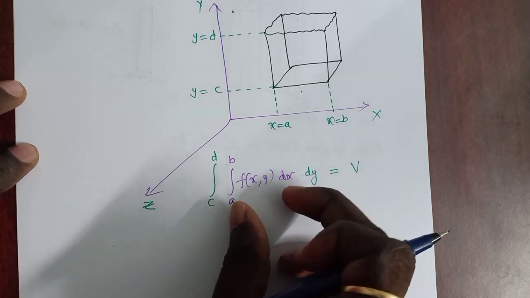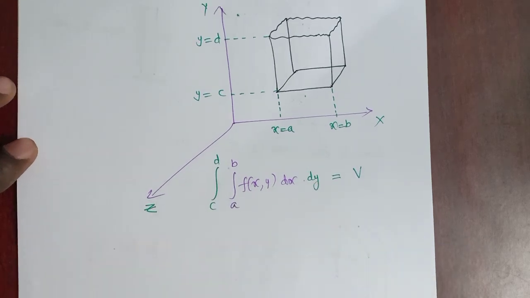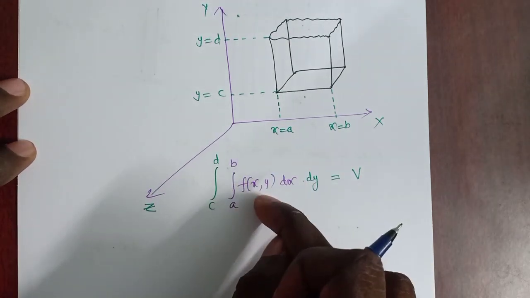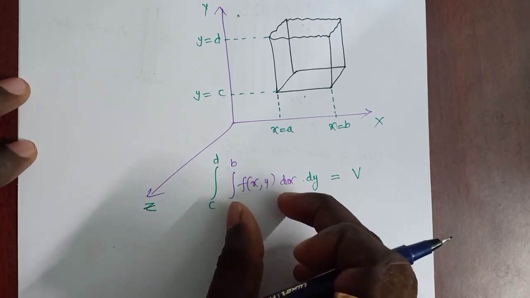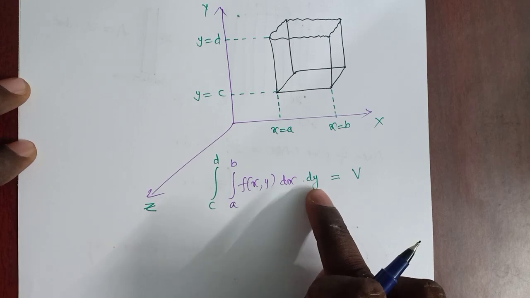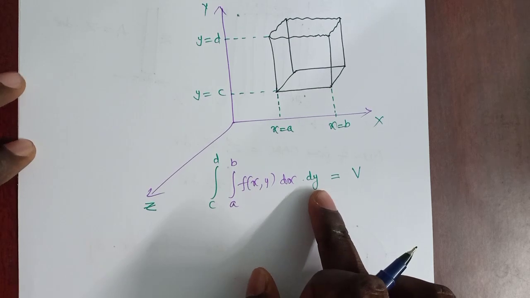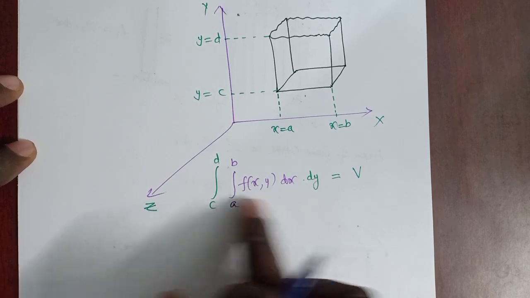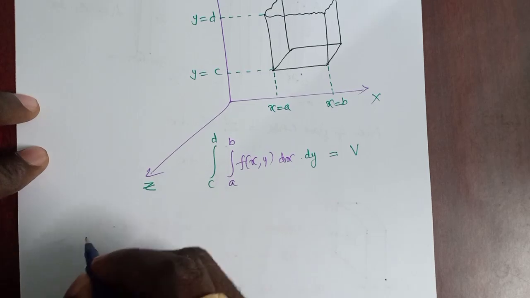If we need to integrate with respect to x, then treat y as a constant. After finding the integration for this, we need to find the integration with respect to y. First, treat y as a constant, then integrate the entire value with respect to y. Here the order of integration does not matter, which means we can change it like this.